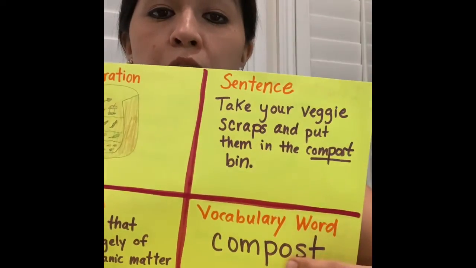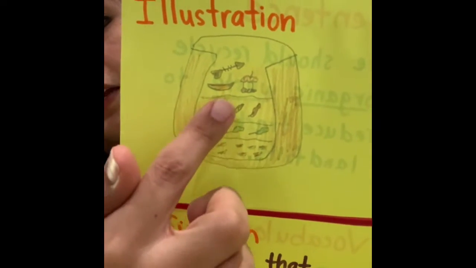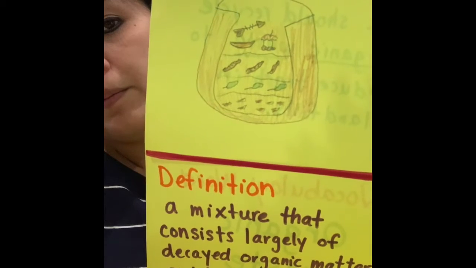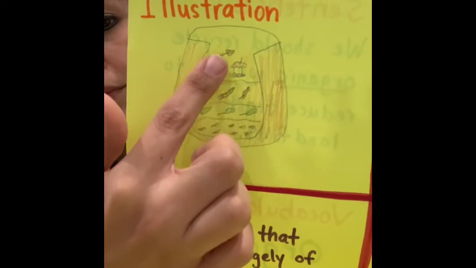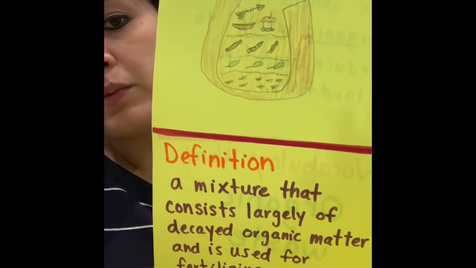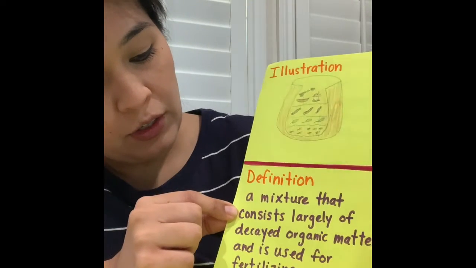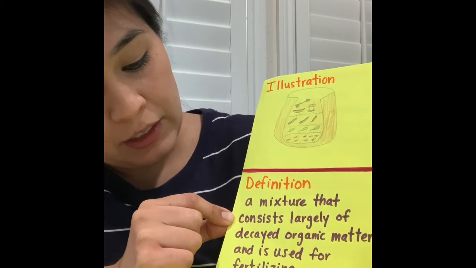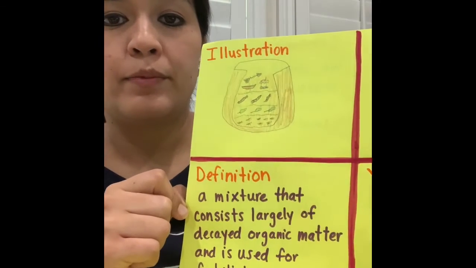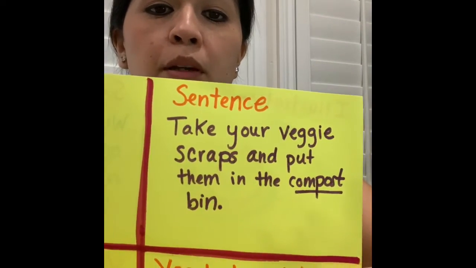Then I have the word compost. Here's another word. So here's the illustration of what a compost would look like, and you can see the different layers of soil, of the leaves, the worms, and the organic waste right there. Here's the definition of a compost. A compost is a mixture that consists largely of decayed organic matter and is used for fertilizing. And then here's the sentence. Take your veggie scraps and put them in the compost bin.